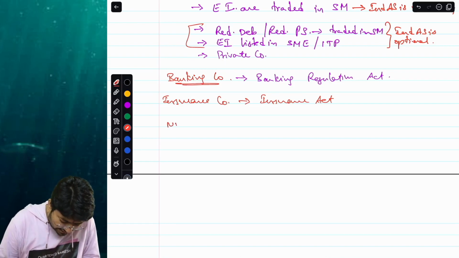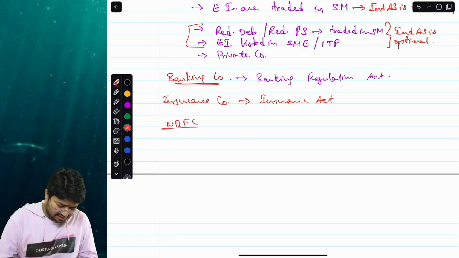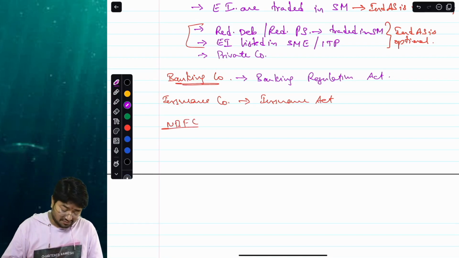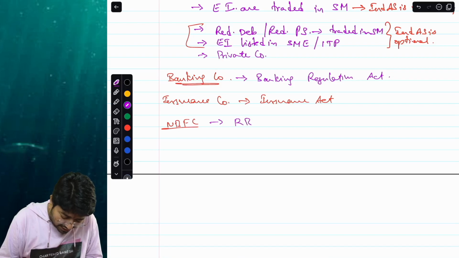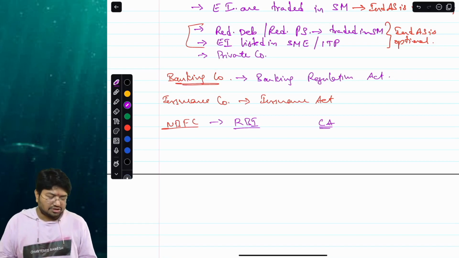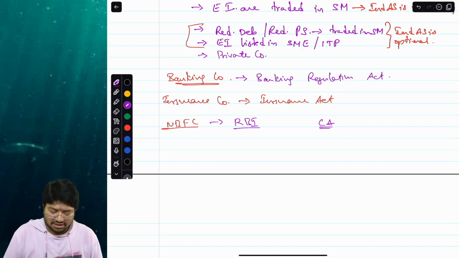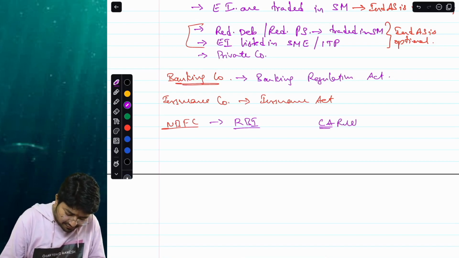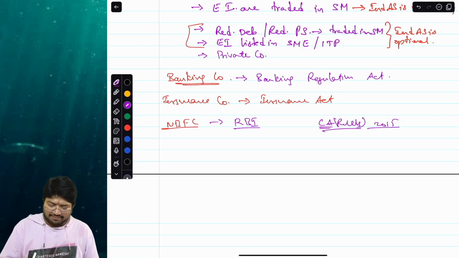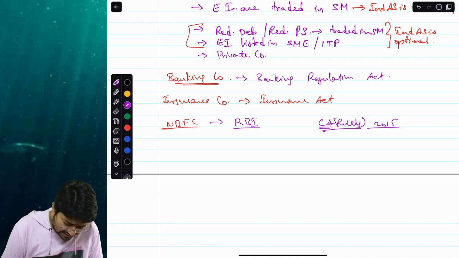Then you have NBFC. Here again you have two people defining what an NBFC is. Number one, RBI defines what an NBFC is, and then there is also Companies Act 2015 rules, Companies Act rules, in fact, 2015 will tell you what a NBFC is. Okay, so with respect to RBI, the rules for NBFC are very simple.